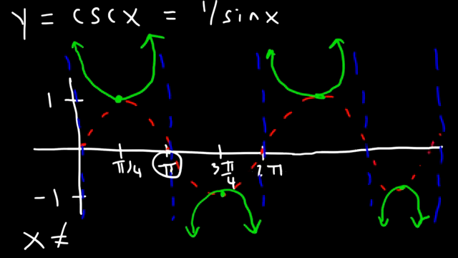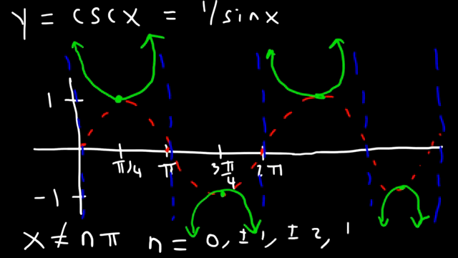So we need to write an equation. We could say x cannot be n pi, and we need to define what n is, where n is 0, plus or minus 1, plus or minus 2, plus or minus 3, and this just keeps on going to infinity. So that's how you can represent the domain. It's by describing what values that x cannot be in this function.